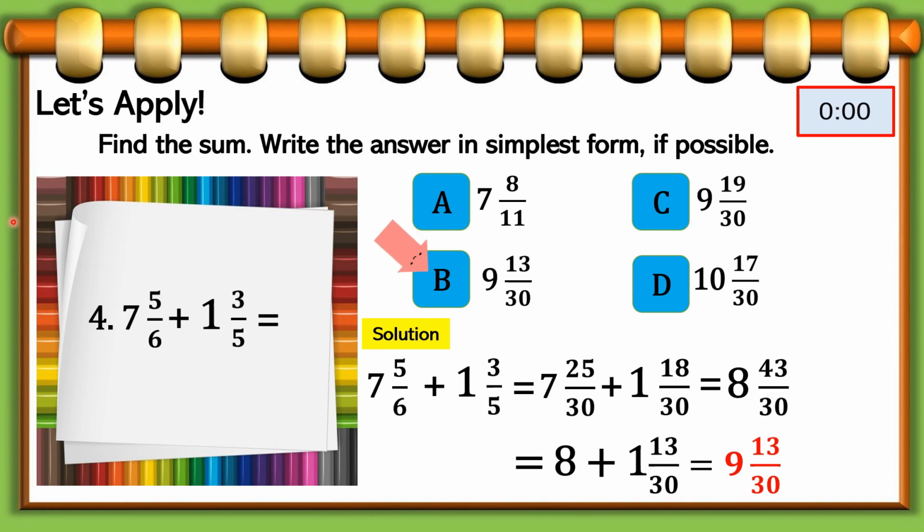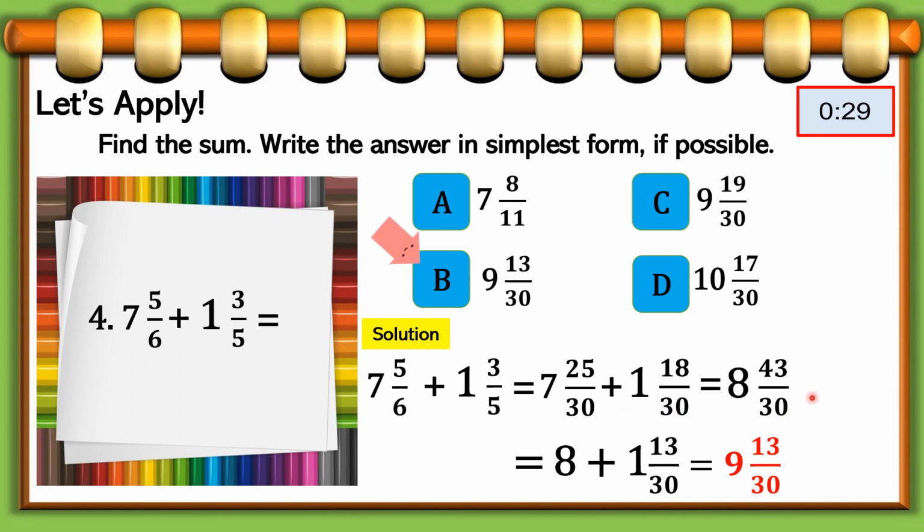Solution. First, we're going to find the least common denominator of 6 and 5. The least common denominator is 30. Then, 30 divided by 6 equals 5 times 5 equals 25. Next, 30 divided by 5 equals 6 times 3 equals 18. Next, add the whole number. 7 plus 1 equals 8. Then, add the numerators. 25 plus 18 equals 43. Then, copy the common denominator, 30.